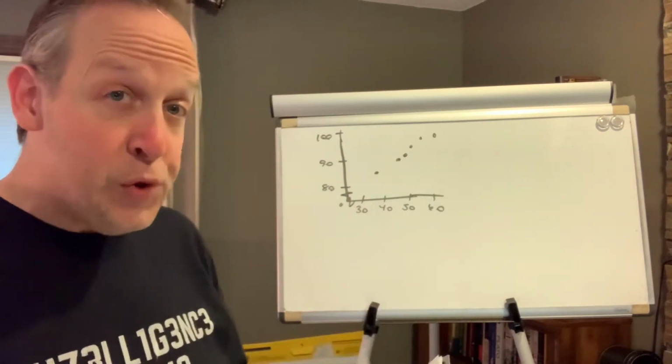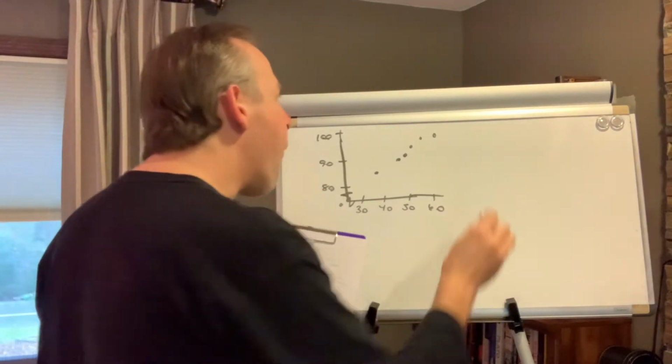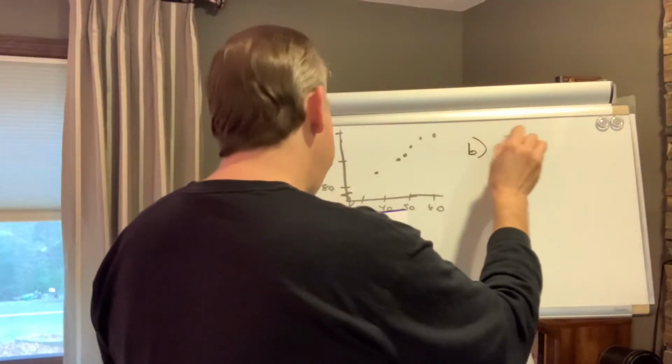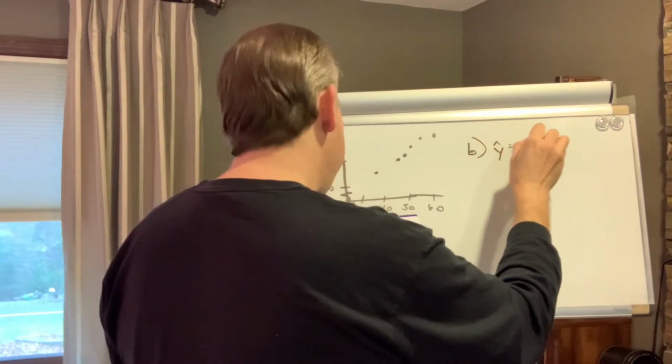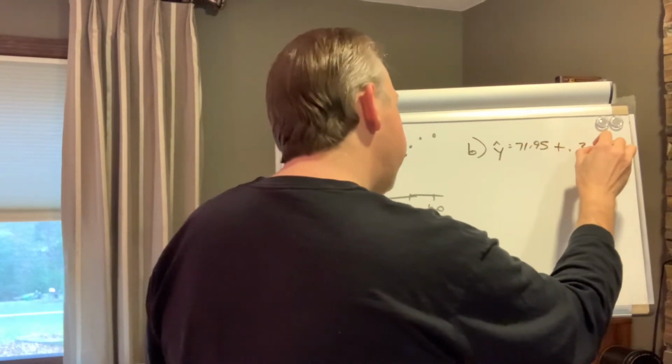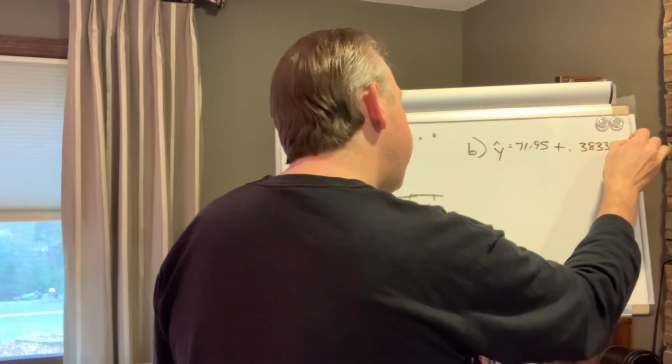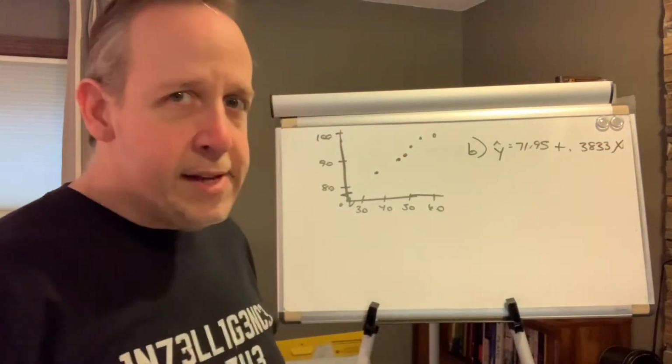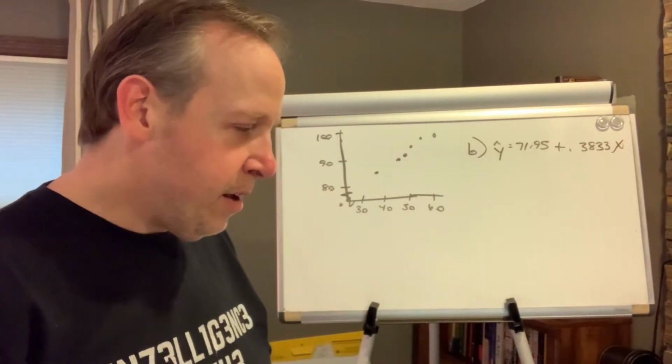Next question asked you, what is the equation of the LSRL? So the equation is going to be y hat equals 71.95 plus 0.3833x. And again, that's just found using your graphing calculator.